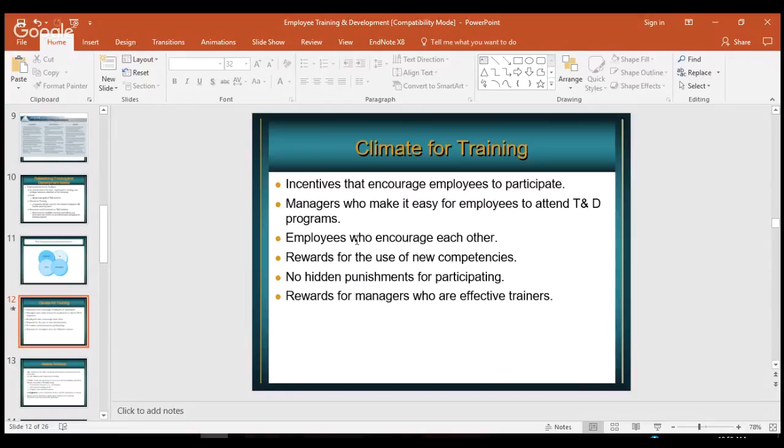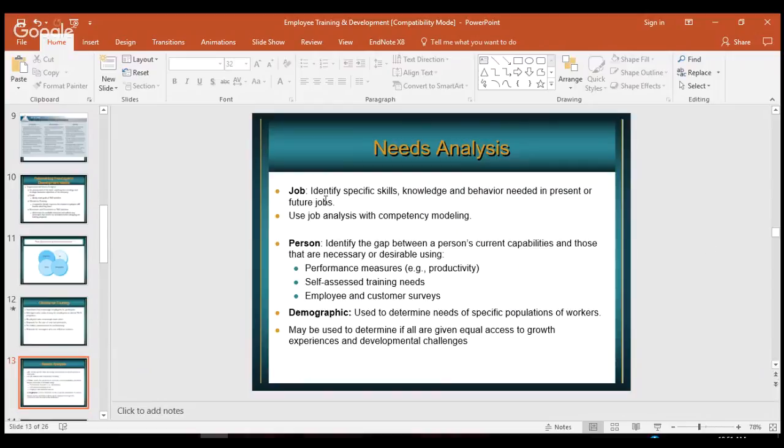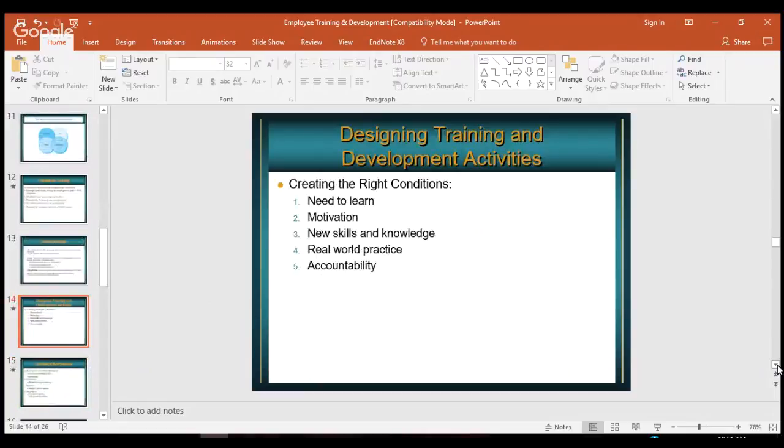Furthermore, employees who encourage each other, it's always a good thing that there's a support structure. And are there rewards for employees to learn new competencies, the ability to grow within the organization? It doesn't have to be necessarily a financial reward, but the opportunity to even try a new task or a new method of doing your work based on their training. And the job analysis, the person analysis, all of those are integral to ensure that we have the right training development interventions. So we have to go about designing training and development activities now.